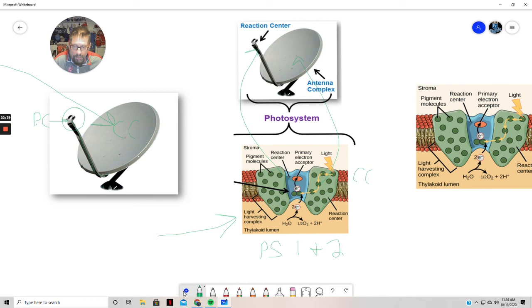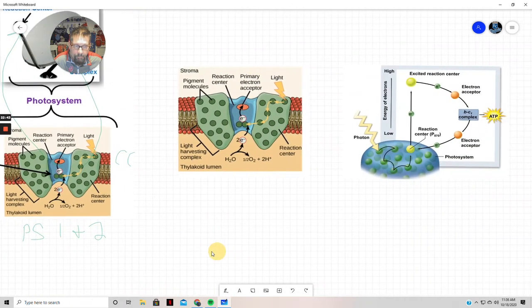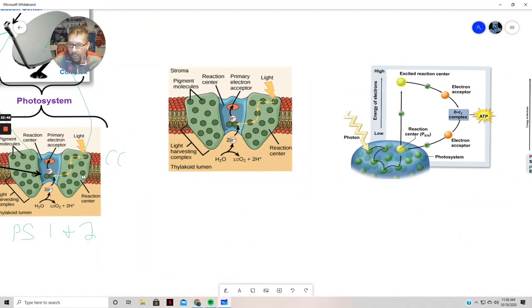So now, as I scroll down here, same picture. So again, the light strikes. That's the collection center. It's collecting all that energy. And when enough energy is collected, it gets those electrons energized to where they jump to the acceptor and then are moved down the process. And you can kind of see this process right here.